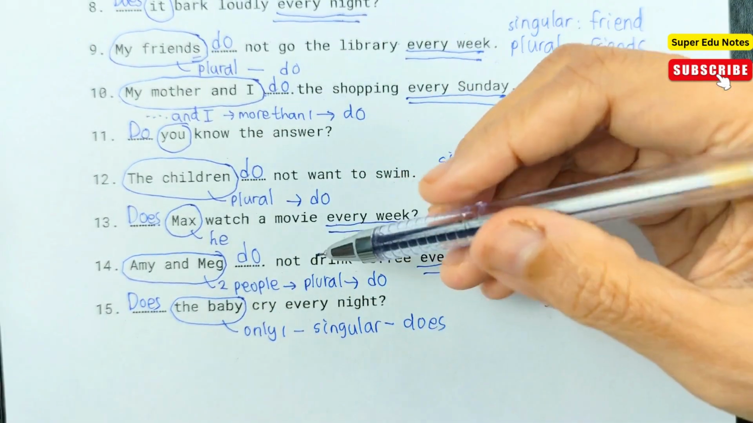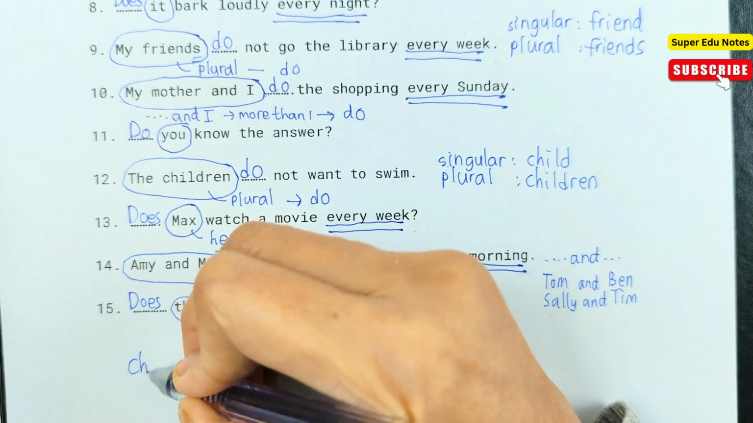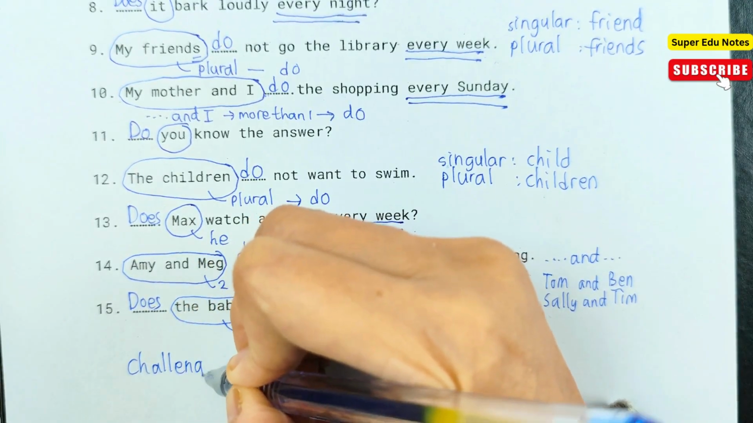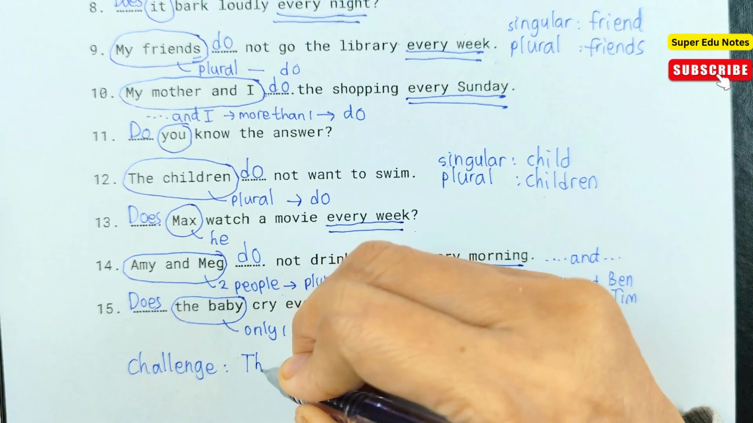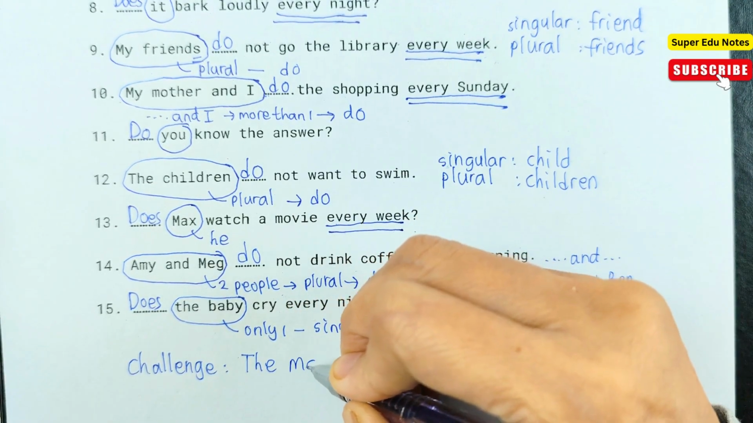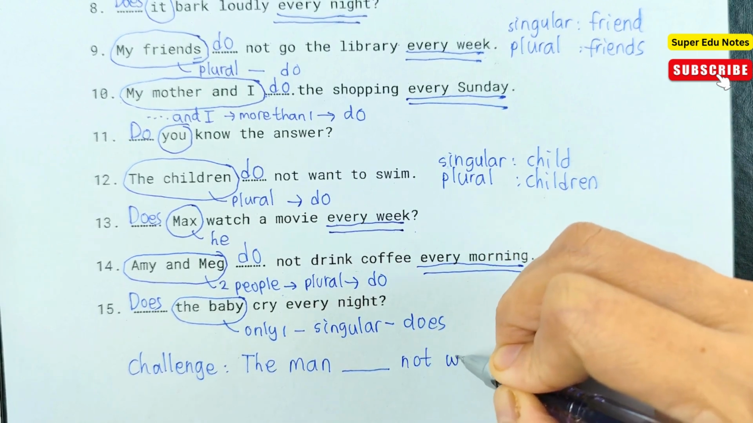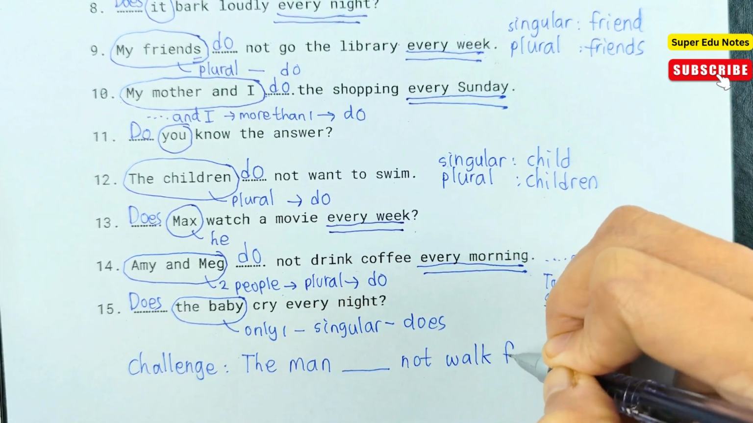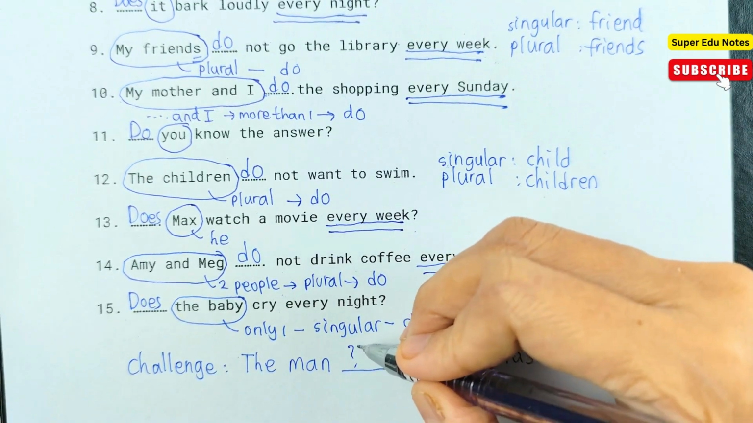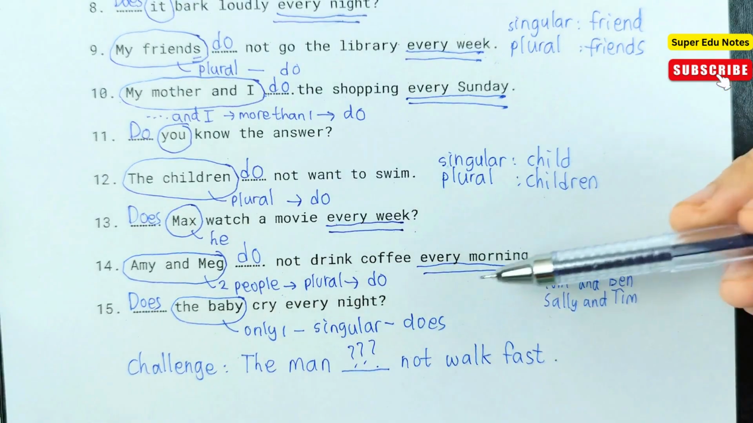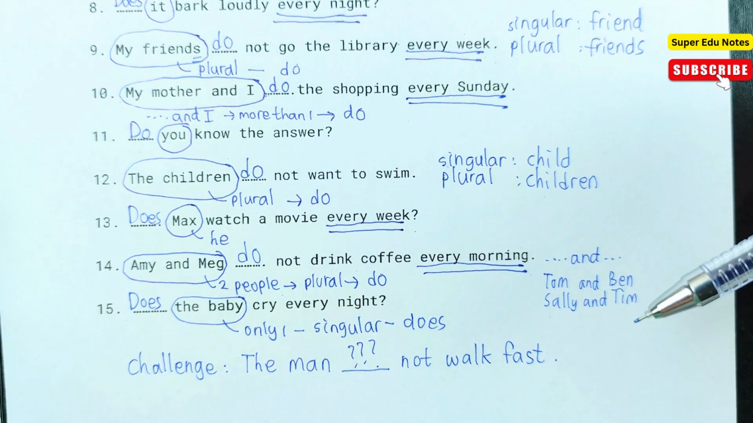Okay, I have a challenge for you. What is the answer for this? The man blank not walk fast. What is the answer? Do or does? Please answer in the comment.